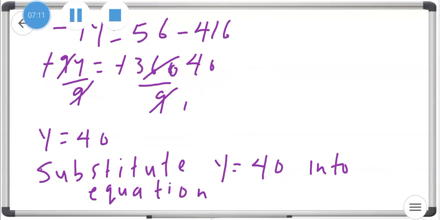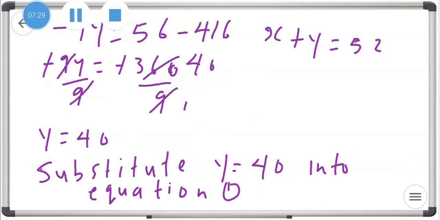Into equation 1. So let's substitute y equals 40 into equation 1. And what's our equation 1? x plus y equals 52. That is equation 1.